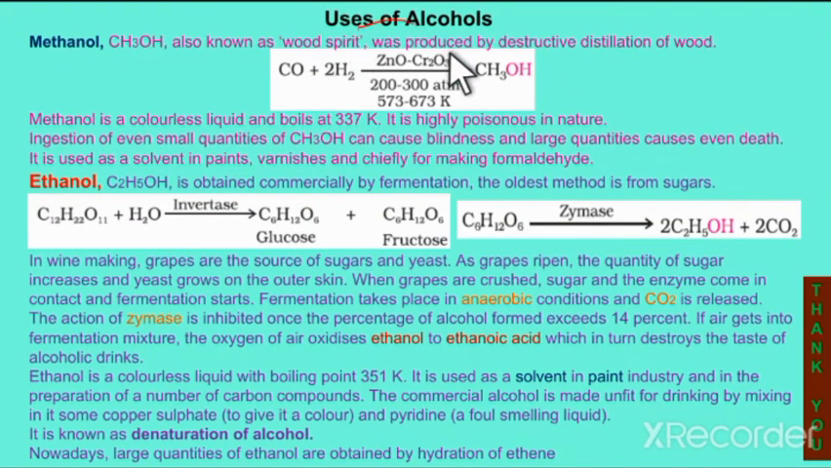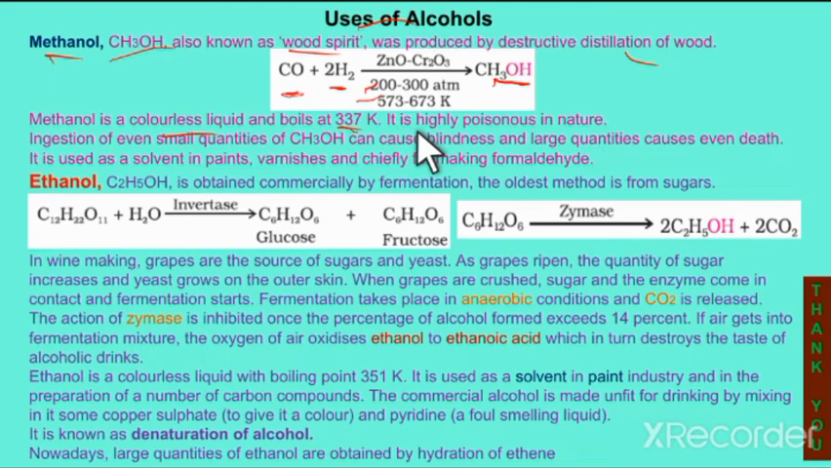And the uses of alcohols. The first one is methanol. Methanol is also known as wood spirit. Its formula is CH3OH. It can be produced by the destructive distillation of wood. When carbon monoxide is treated with hydrogen gas in the presence of zinc oxide and Cr2O3 at high pressure, that is 200 to 300 atmospheres, and a temperature of 573 to 673 Kelvin, you can obtain methanol, CH3OH.